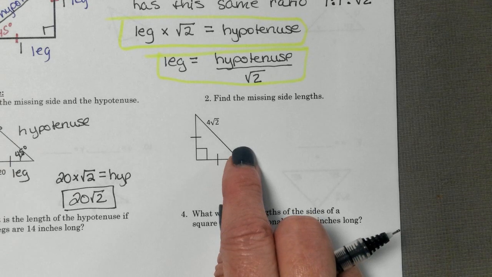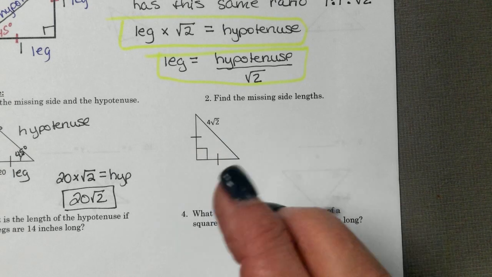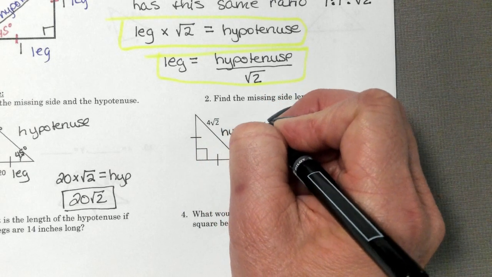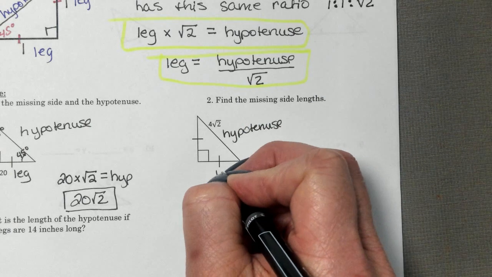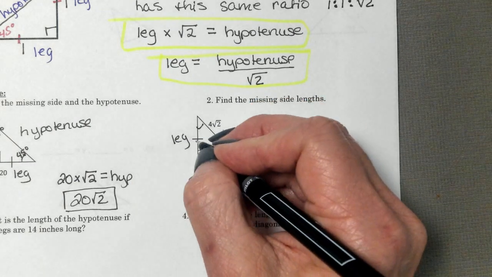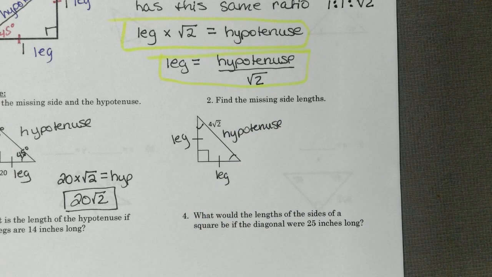Okay. This next example, they're finding the missing side lengths, but now we know the hypotenuse. Let's label that. And now we're working backwards because now we need to find the length of each leg. And again, these are marked congruent, so we know that these angles are congruent, so it's a 45, 45, 90.